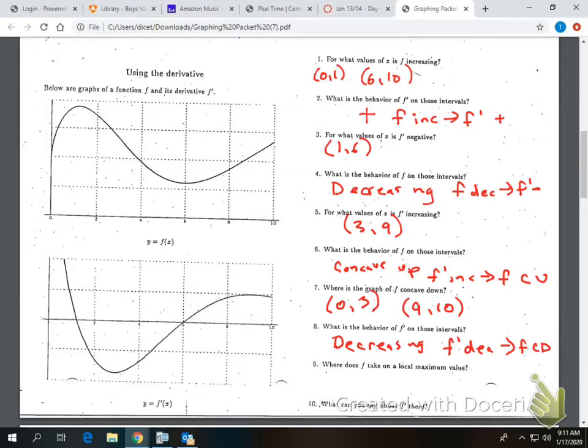Now, where does F have a local maximum? Which is a relative max. Local is the same thing as relative. The local max where at, guys? 1. What do I know about F prime there? F prime is what? 0. Okay? Now that's all the questions I asked here, but let's talk about this.